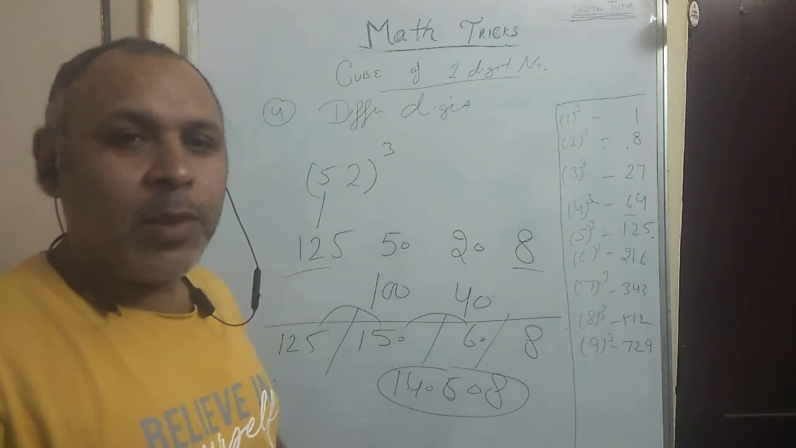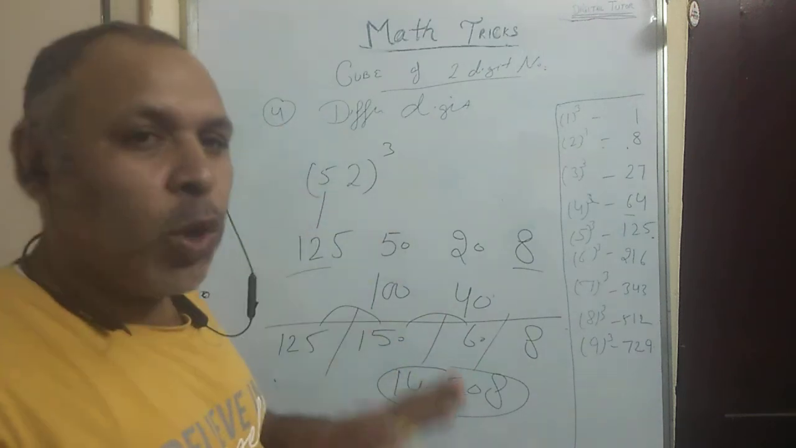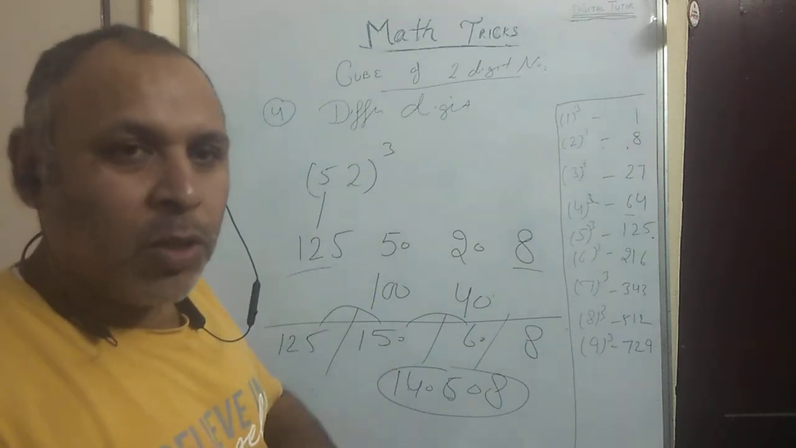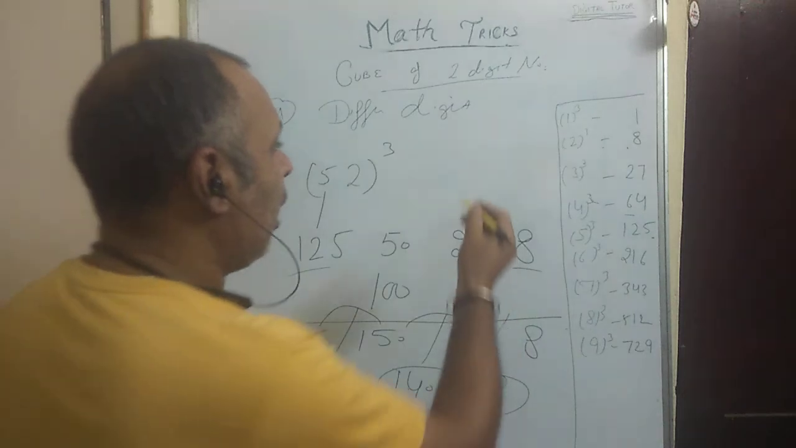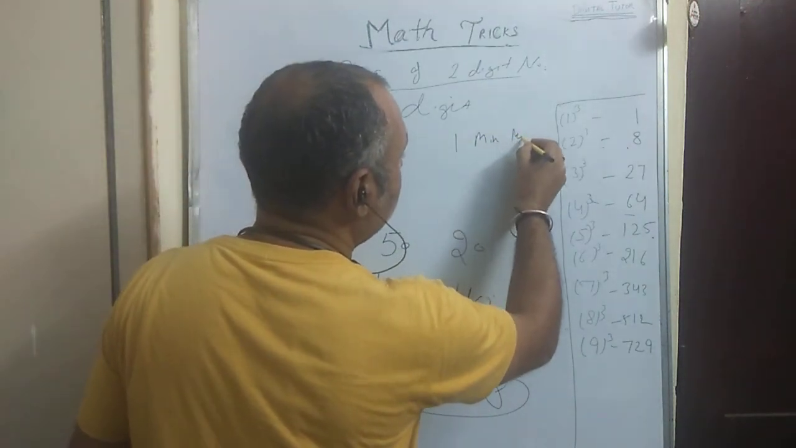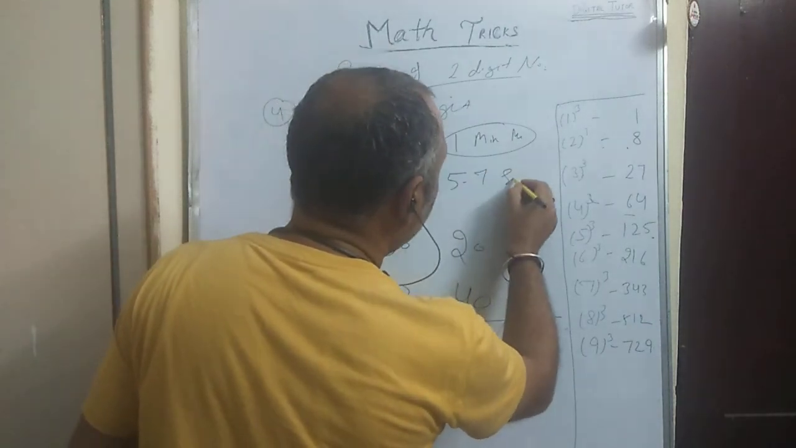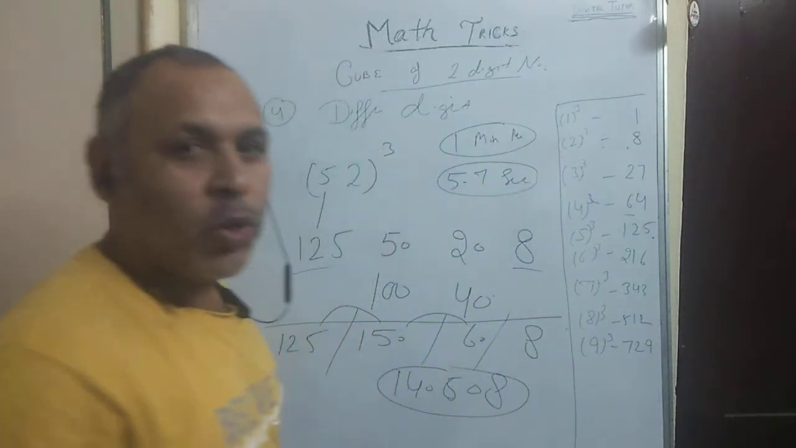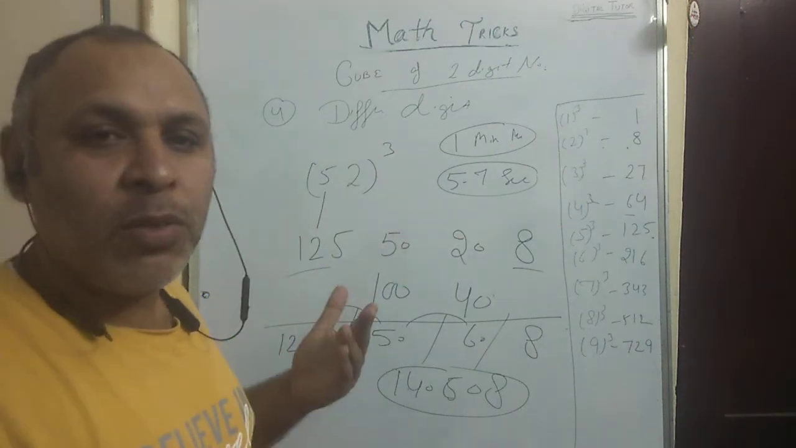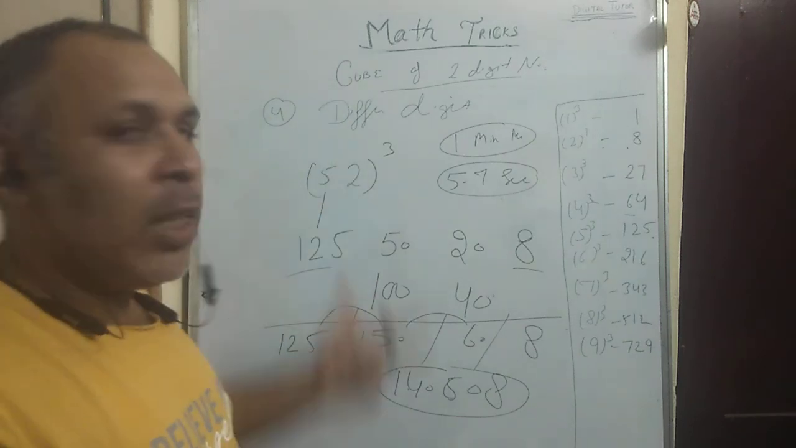Like it? Simple. In the usual method, 52 times 52, then after the result 52 again multiply. That takes nearly a minimum of 1 minute. And here we solve within 5 to 7 seconds only. So useful for classes 6, 7, 8, 9. Very needed. So friends, I think very clear.